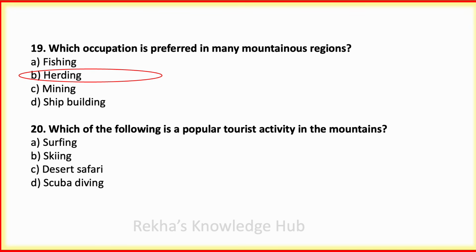Which of the following is a popular tourist activity in the mountains? Surfing, skiing, desert safari, scuba diving. Which is the correct answer? Skiing. The main tourist activities in the mountains involve skiing, hiking, then mountaineering, paragliding, etc.